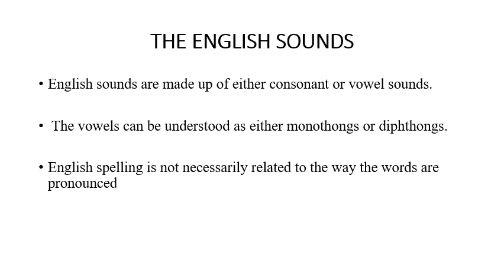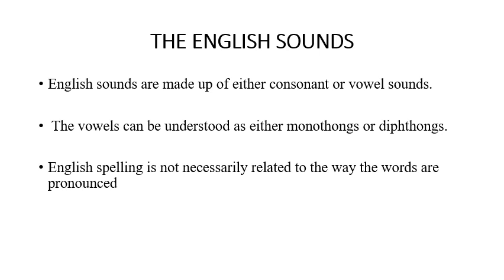Now, English sounds are made up of either consonant or vowel sounds. The vowels can be understood as either monophthongs or diphthongs. English spelling is not necessarily related to the way the words are pronounced. English sounds are divided into consonants and vowels, and then the vowel sounds are either monophthong sounds that have only one distinct sound, or diphthong sounds that have two sounds that are concurrently pronounced.